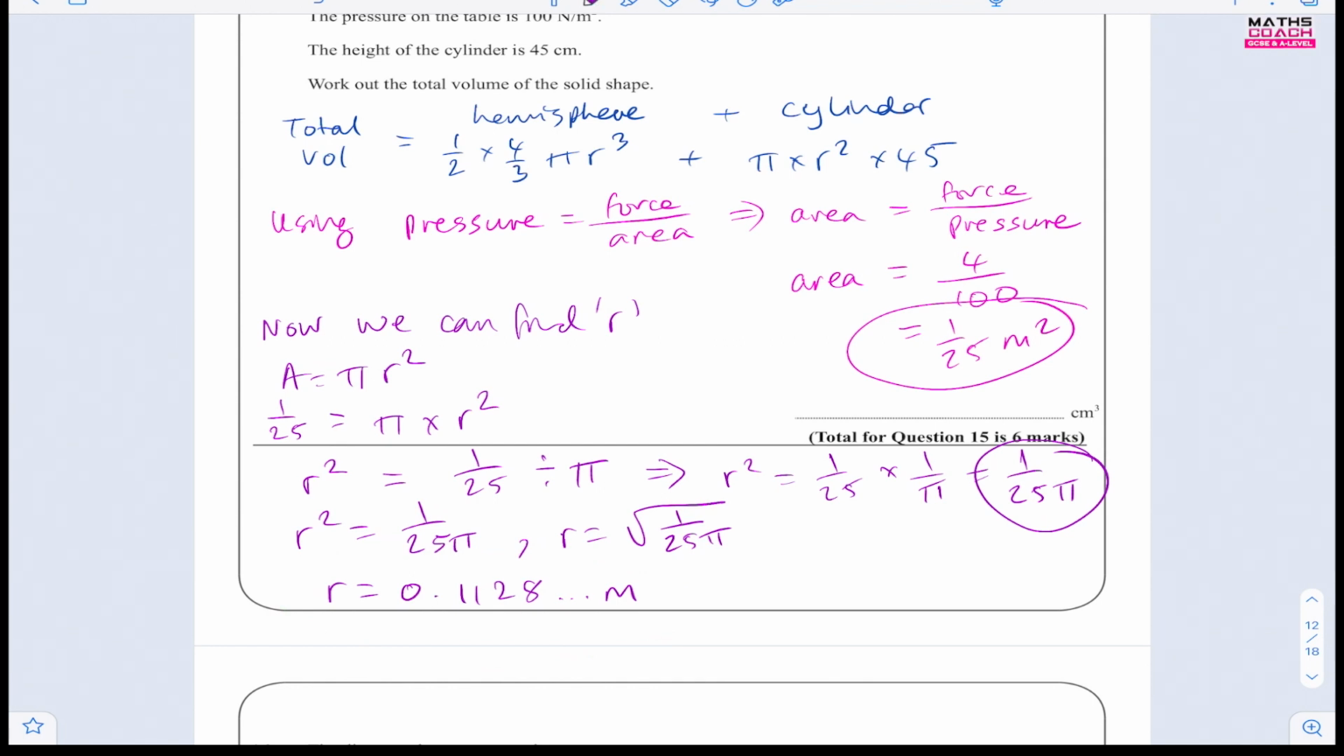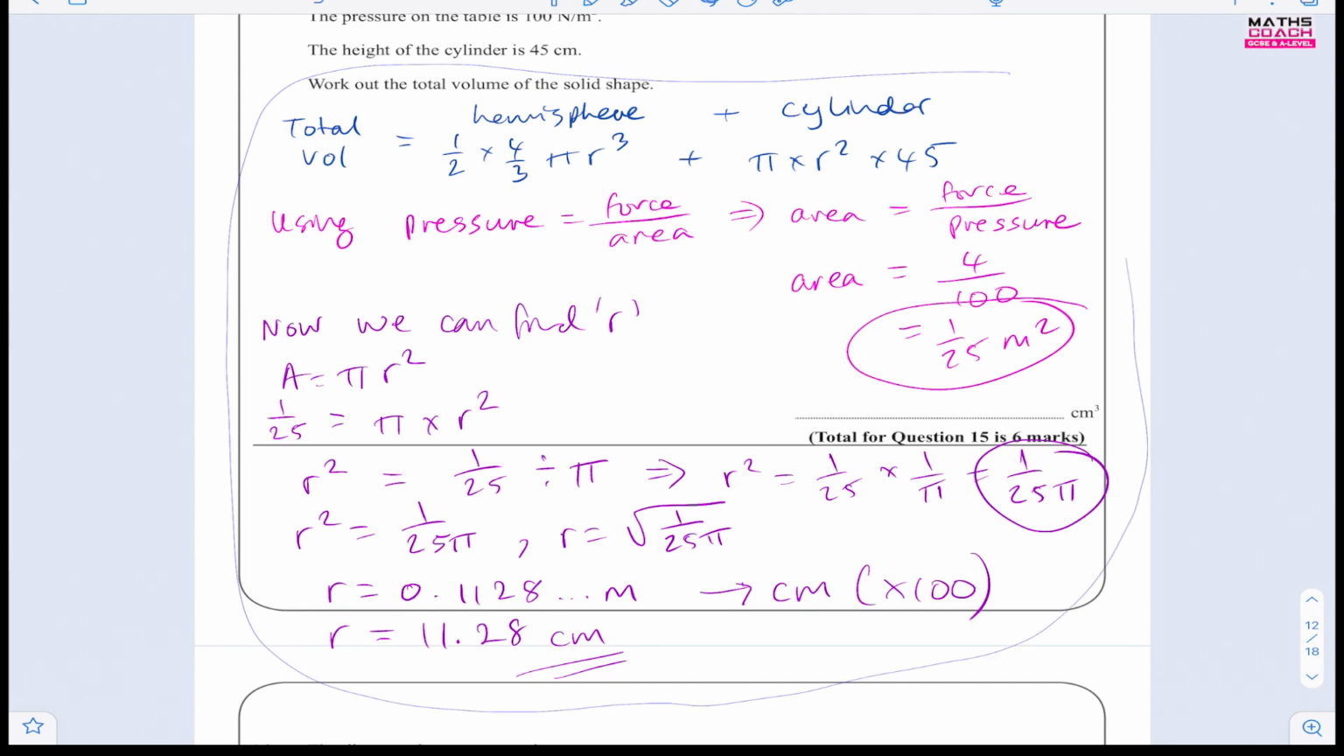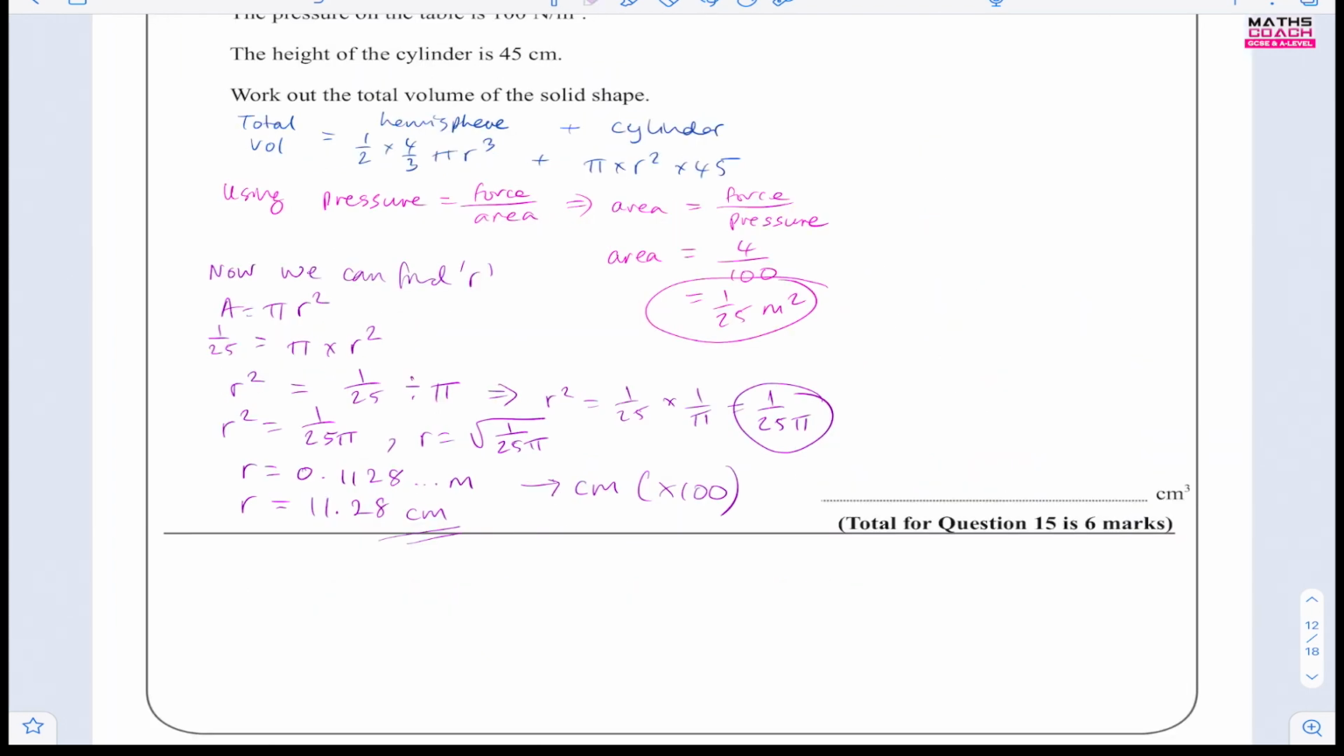How? By multiplying by 100. So in order to have centimeters, we will multiply by 100, giving us r is equal to 11.28, and that's our centimeters. So be very careful with conversion of units in a question like this. Now it's getting very crowded, so what I'm going to do is I'm just going to make all of this smaller, and now I have more working space.